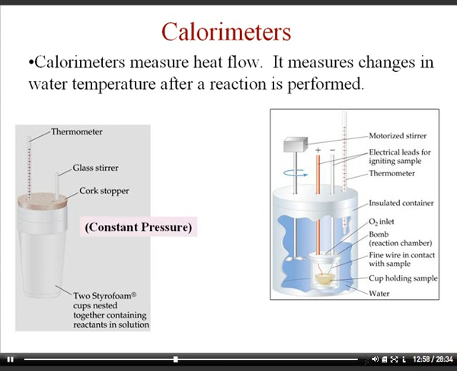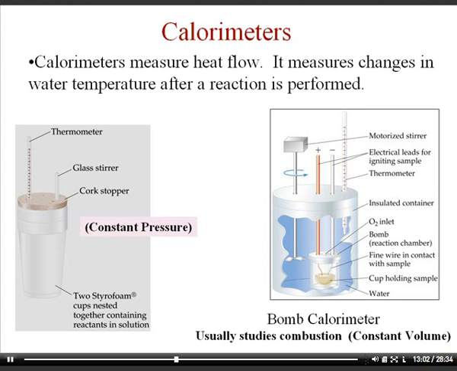Now there's another one called a bomb calorimeter. The one on the left, with the cork and the cups, is under constant pressure because it's basically an open container. It's not sealed. The one on the right is called a bomb calorimeter, and that's measuring the amount of heat at a constant volume. So the pressure inside would actually increase because it's a closed container, if it's going to produce gases or something like that.